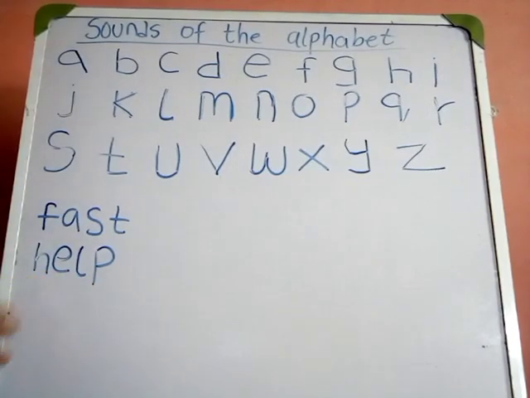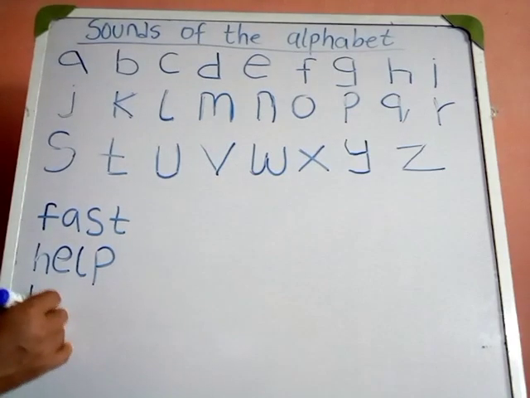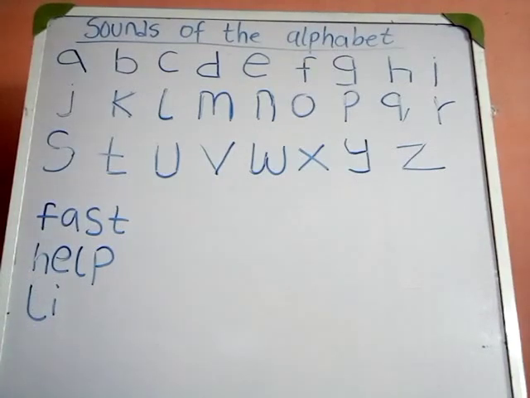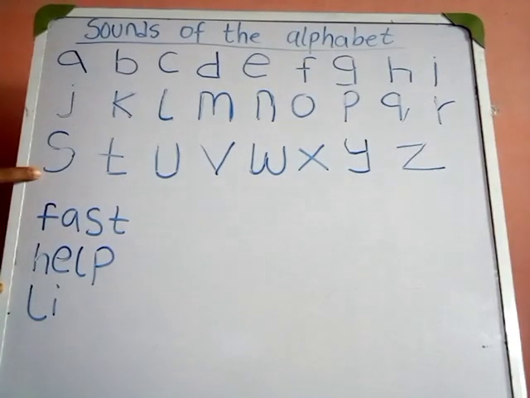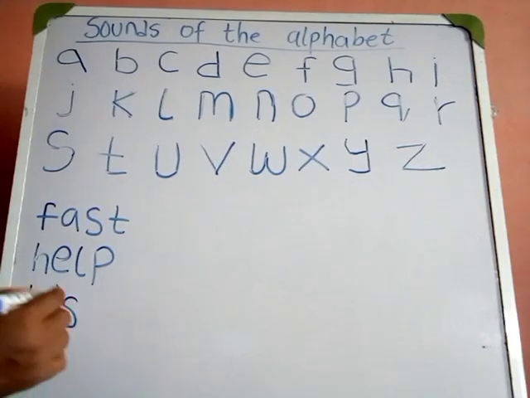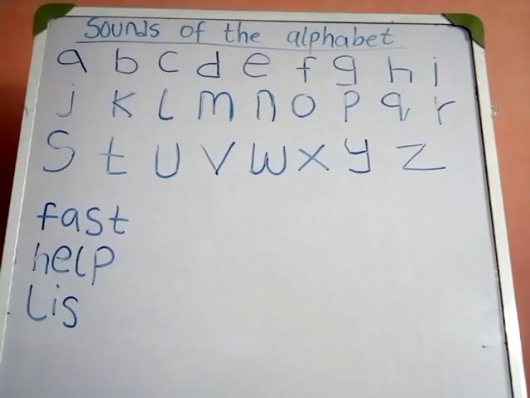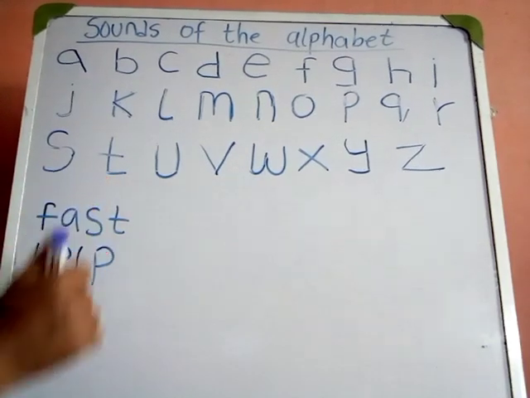Okay. The next word is list. We also have four sounds in this word. The first sound is l. The second sound is e. Lease. The third sound is s. Least. Then the last sound is t.